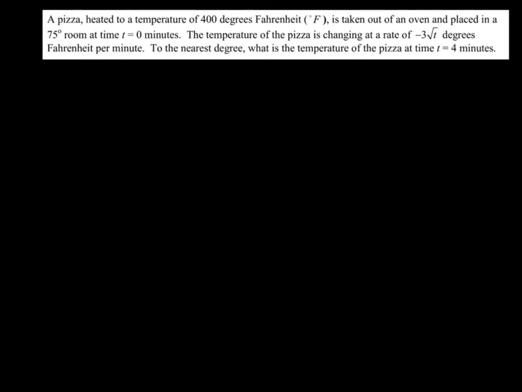Okay, if we read through the next one, it says a pizza heated to a temperature of 400 degrees Fahrenheit is taken out of an oven and placed in a 75-degree room at time t equals 0 minutes. The temperature of the pizza is changing at a rate of -3 root t degrees Fahrenheit per minute. To the nearest degree, what is the temperature of the pizza at time t equals 4?